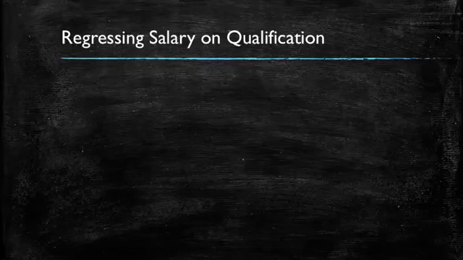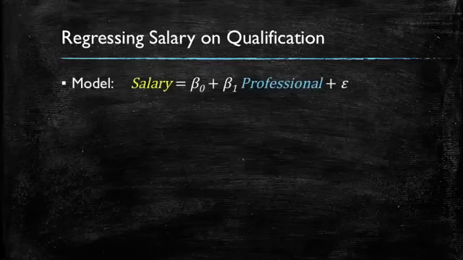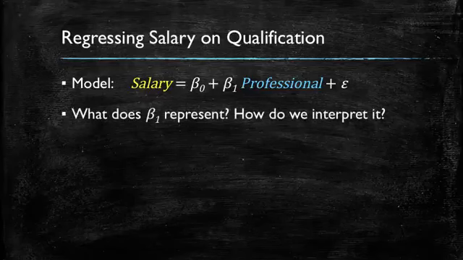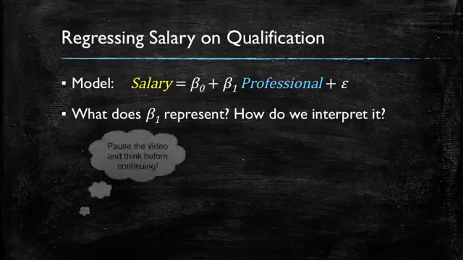Now we're going to regress salary on qualification, and this is going to be our baseline model. We have an intercept and we have a slope for professional. Now let's make a small pause here. What does beta 1 exactly represent, and how do we interpret it? I'm going to give you a few moments to think about this.